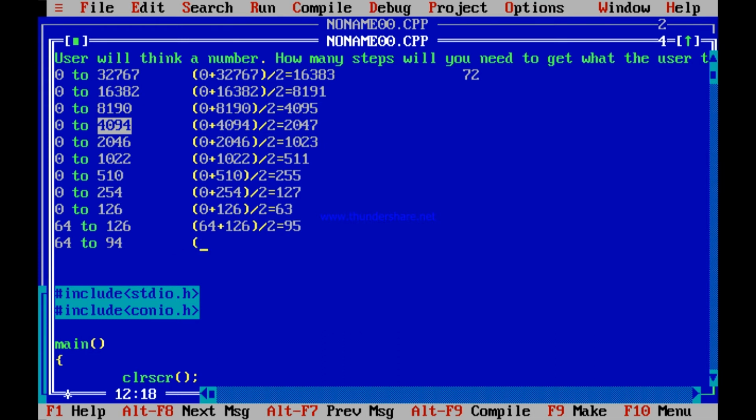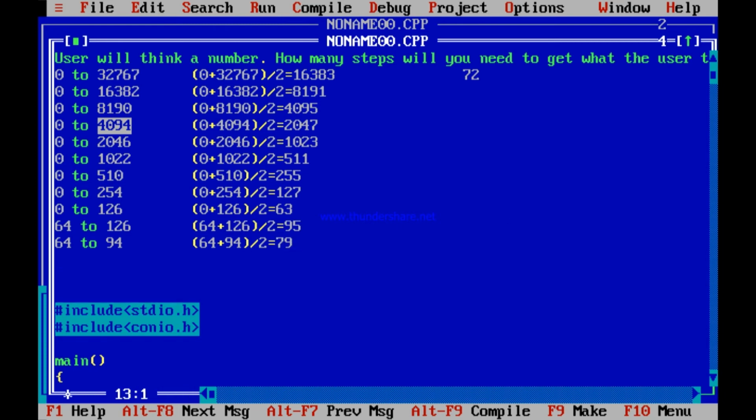Again you take midway of that, 64 plus 94 by 2. What is that? That is 79. So now you ask the user, the number is 79, lesser than that, greater than that, or equal to 79. User says lesser than that because user's number is 72. So you know your range is 64 to 78. It is lesser than 79, so 78. So now you take 64 plus 78 by 2. What is that? That is 71.